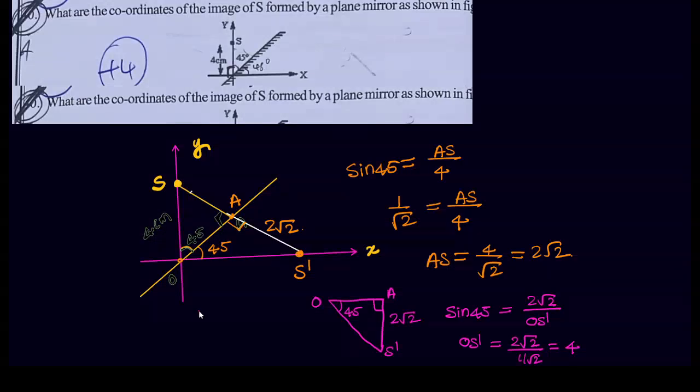So that means this is 4 centimeters now. Since this is the origin, the coordinates of this point are 4 centimeters comma 0. This point lies on the x-axis. So the coordinates are 4 centimeters comma 0.